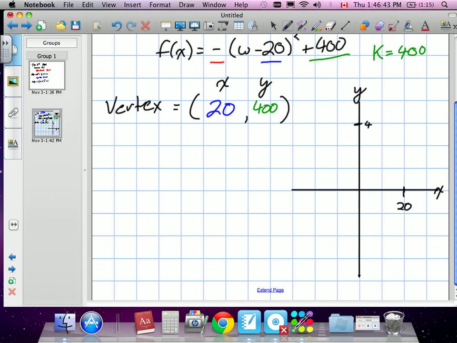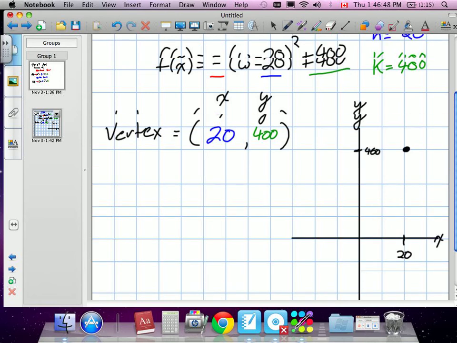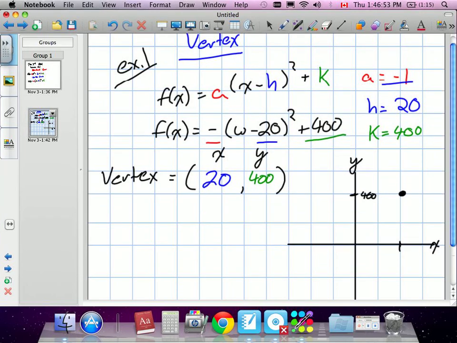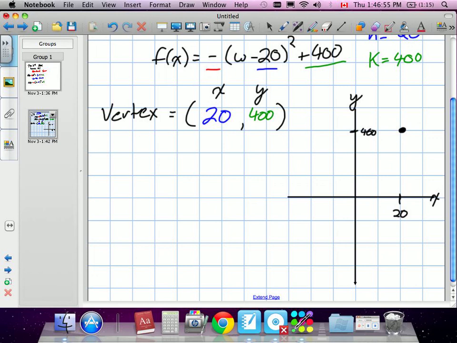We also know because the a value of our equation is a negative number, in fact it's -1, we're going to have a parabola that's opening downwards, okay? So this is just an estimate right now. We're going to actually try to find some of the other points in this parabola, okay? So we know it's opening downwards. So our parabola, we know, will look something like this.